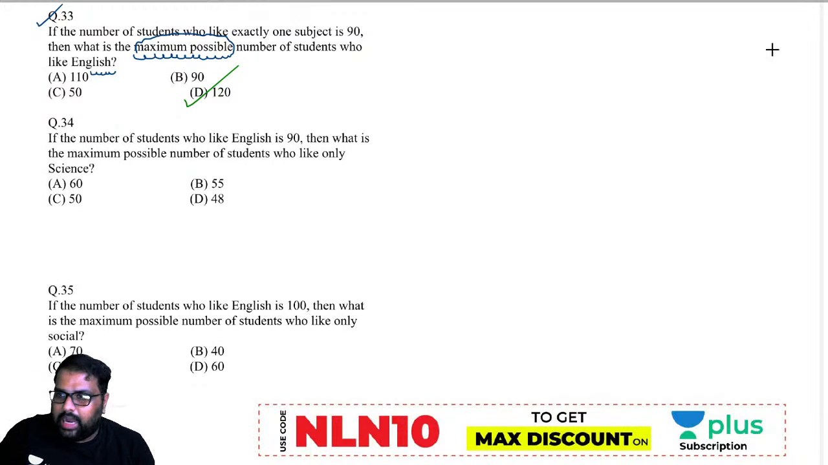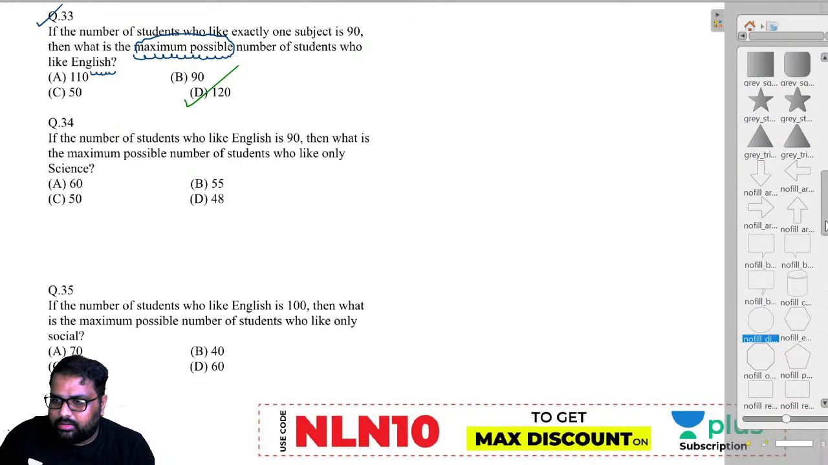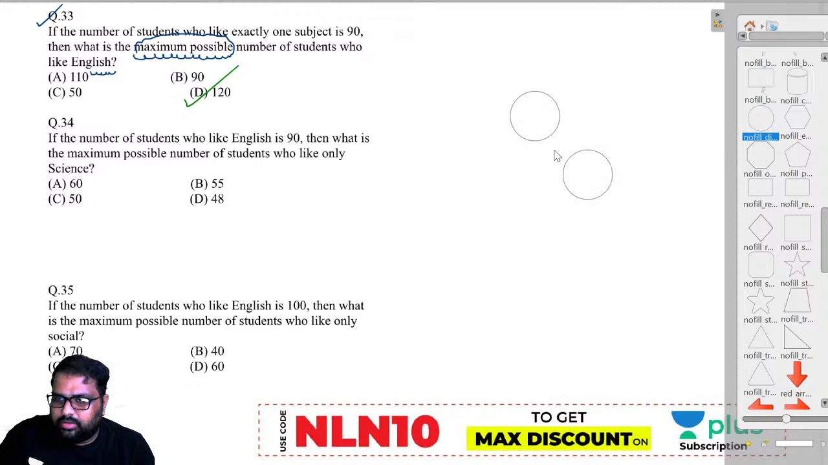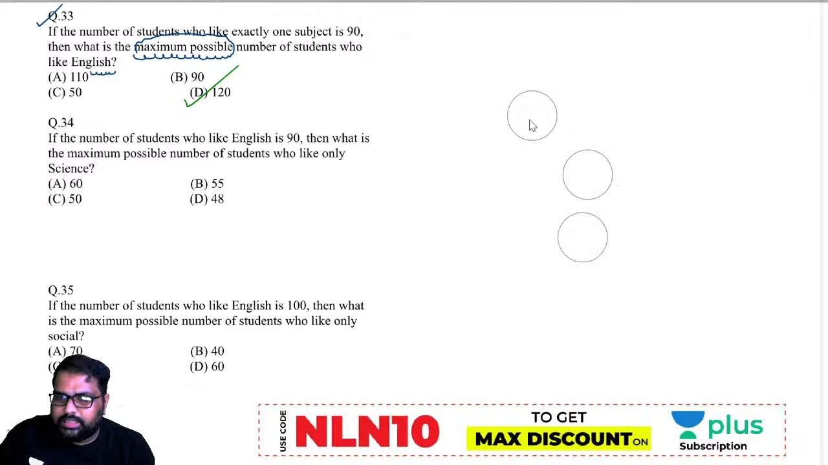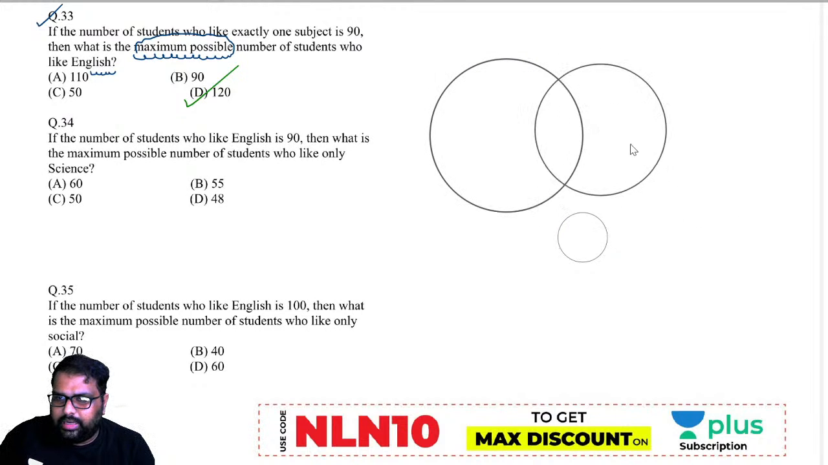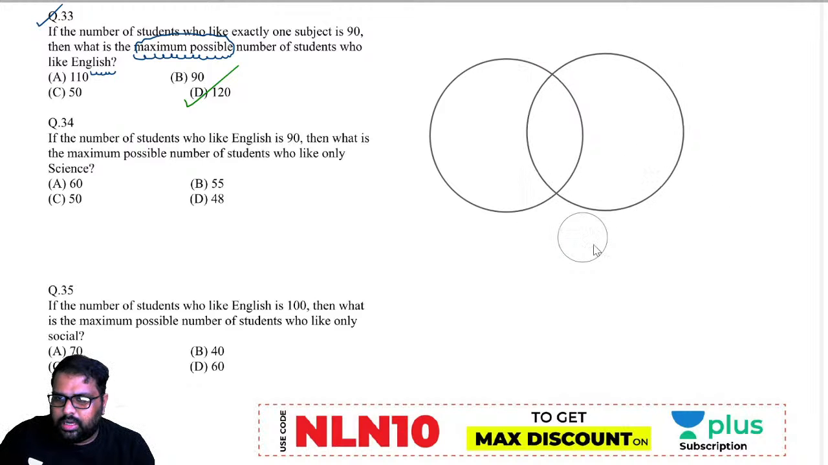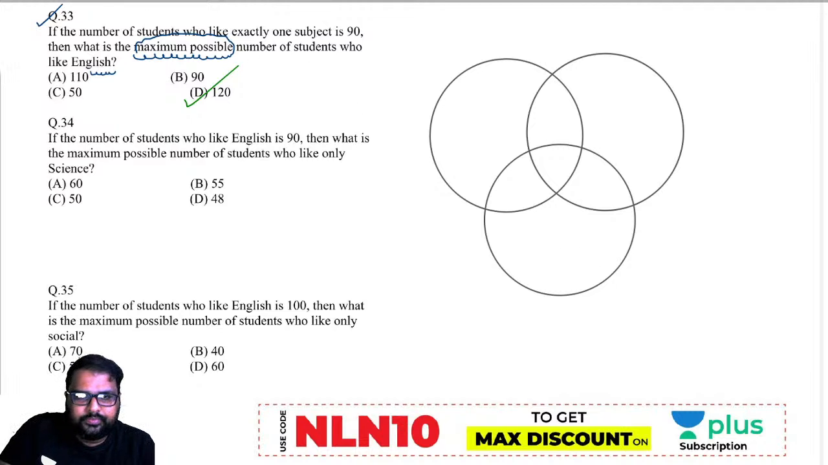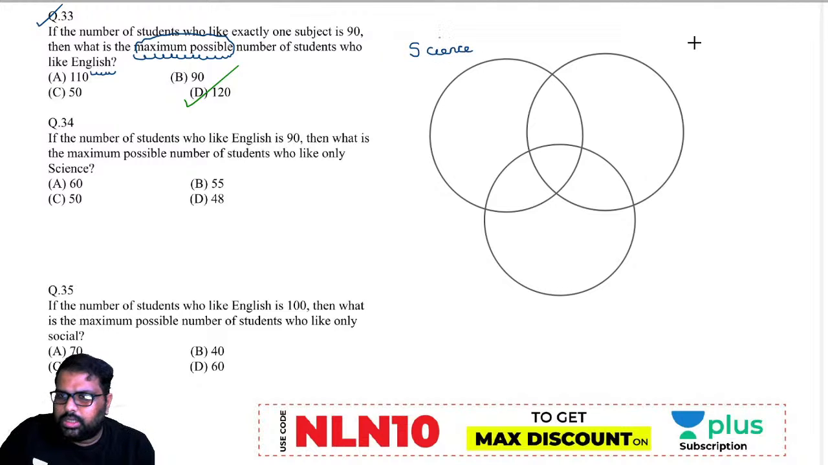Yes. Now look here, I will draw the same question here. Now try to answer B. For your convenience, I will draw the 3 circles here itself so that you can have better clarity. Moving to and fro, you might get confused. I will draw the same circle here. Try to answer the 34th one. So this is science. This is social, science, social, and this is English.